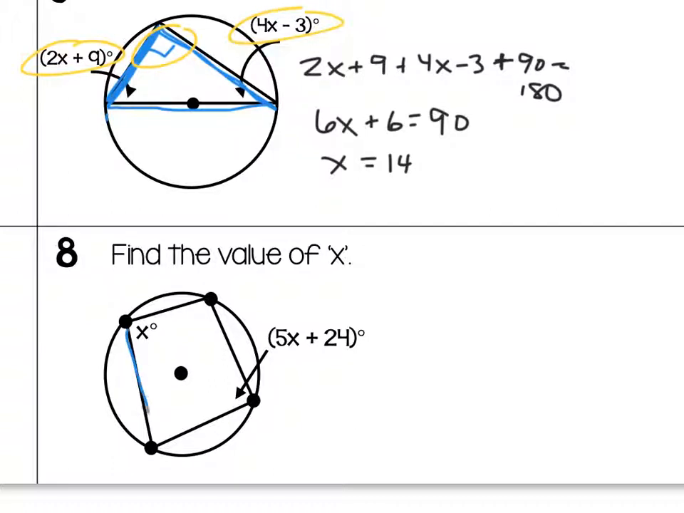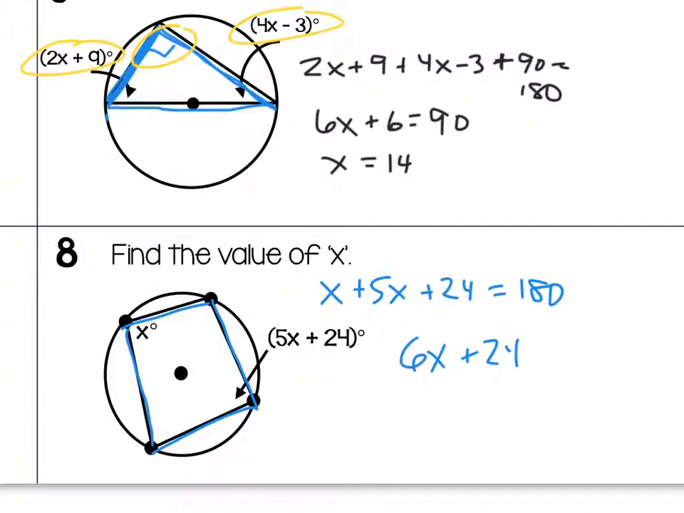Okay, I have x, and then that's opposite angle 5x plus 24, so x plus 5x plus 24 equals 180, so 6x plus 24 equals 180, and 180 minus 24 is 156. Divide by 6 is 26.